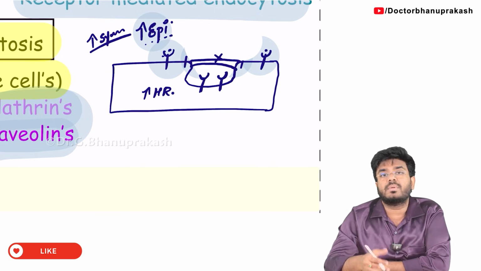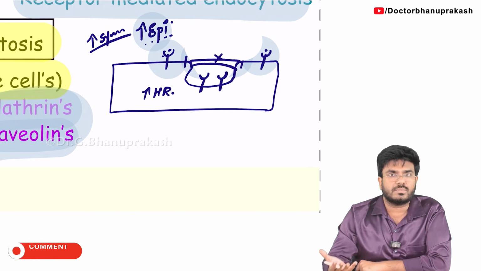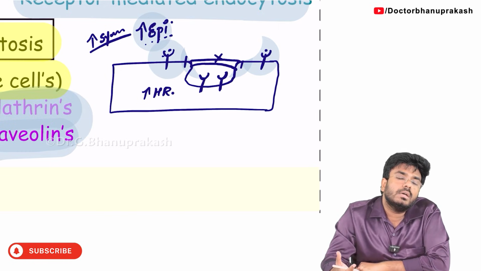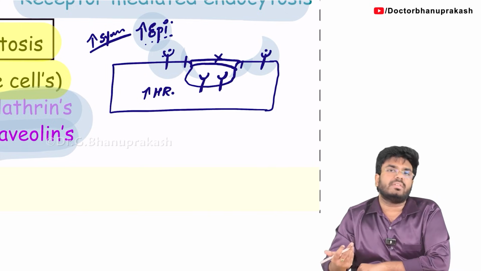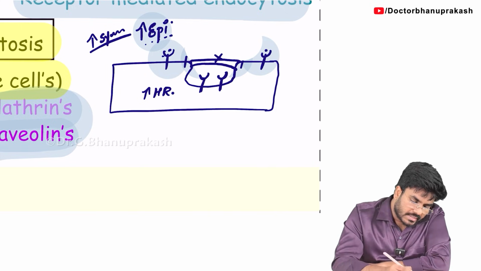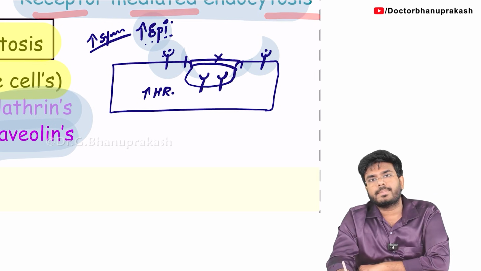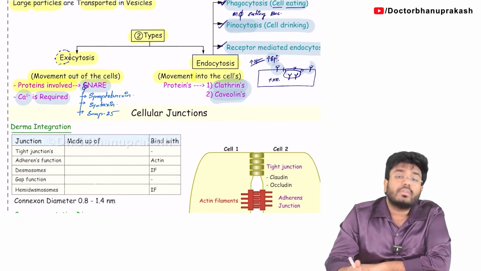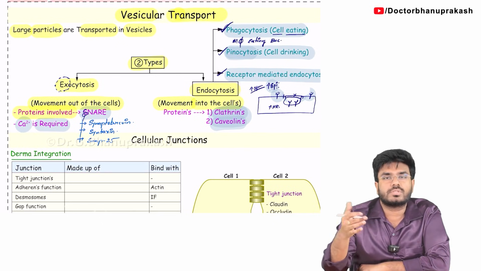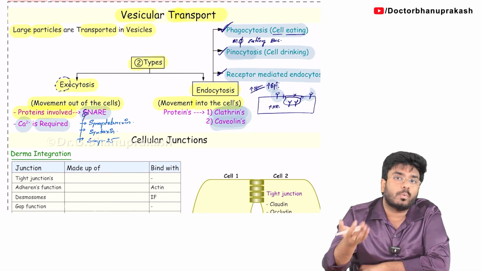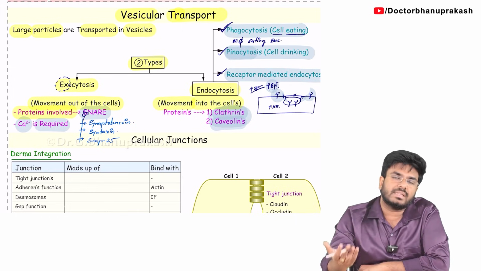So what happens with fewer receptors? Less stimulation. More receptors, more sensitivity. Fewer receptors, less sensitivity for the cell. So this is called receptor-mediated endocytosis. Okay. So with this, we have successfully completed the topic of vesicular transport, which includes endocytosis and exocytosis. Exocytosis requires SNARE proteins. Endocytosis requires caveolins and clathrins.